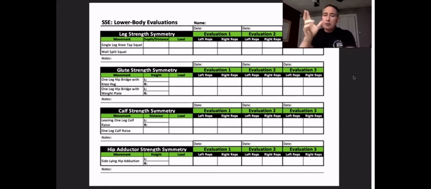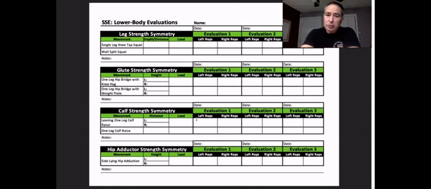So first off, as you'll notice in all three of the charts, what's consistent is you have three different sections for three different evaluation dates. So you would write the date at the top, just look at my arrow here. First time you ever do that evaluation, the glute strength symmetry evaluation or the calf strength symmetry evaluation, you obviously record your reps in these blocks here. And then you just compare that to the next time you do the evaluation, 6 weeks later, 10 weeks later, whatever it may be.